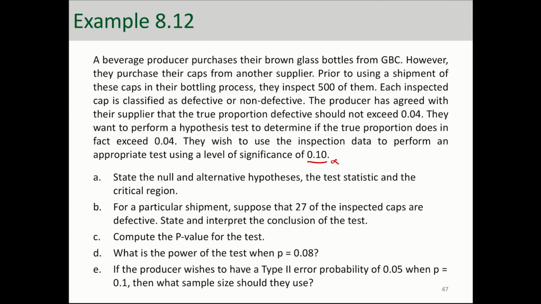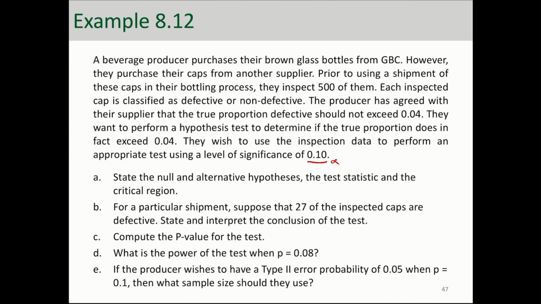Well, 0.1 is our alpha, and this is a very common application of hypothesis testing in quality control, where you take a sample of supplier shipments, and in this case the sample is 500 caps, and you inspect that sample and you extend the result of the sample to the entire shipment using hypothesis testing. So in this case, they want to make sure that the population defective, or in this case a proportion, is not over 4%.